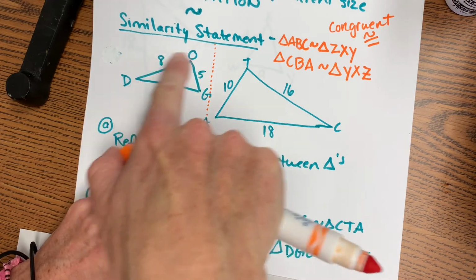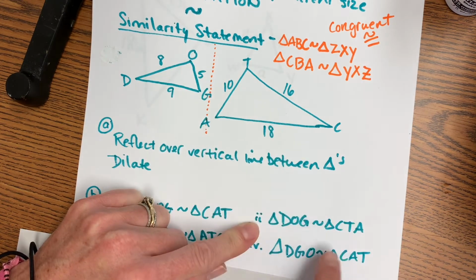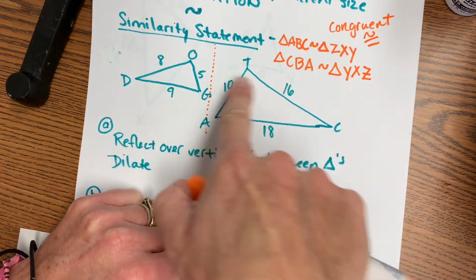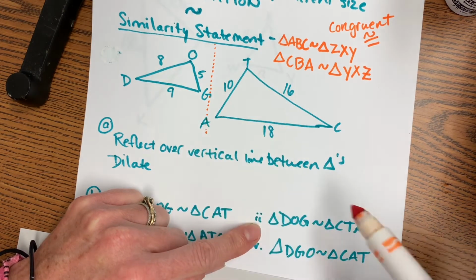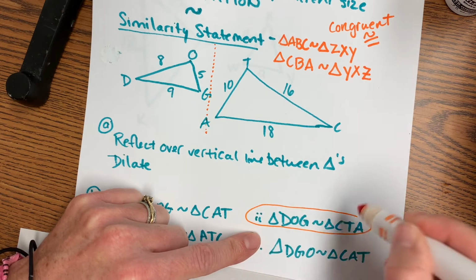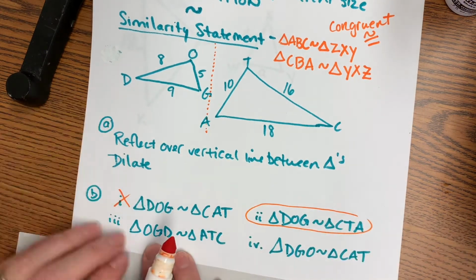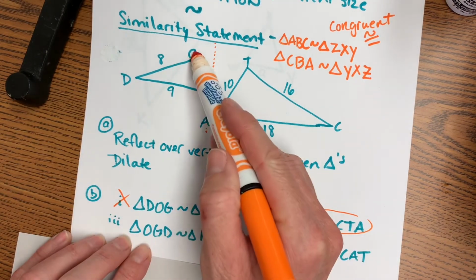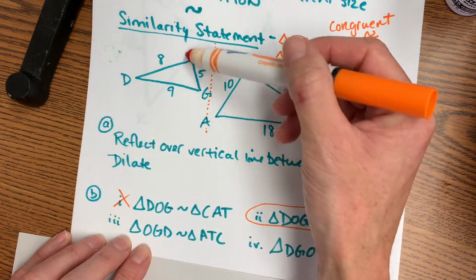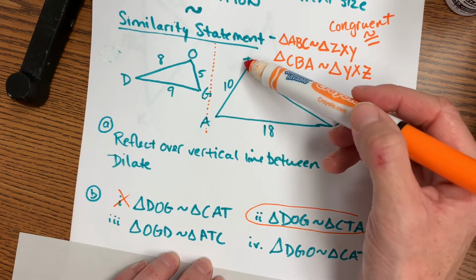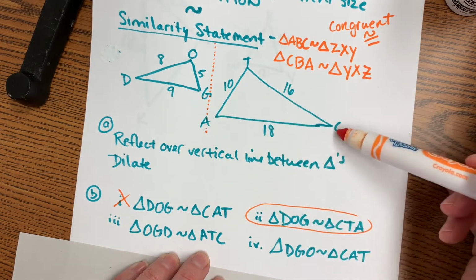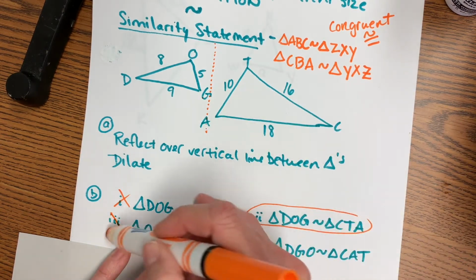D to O is the middle and O to G is the short. So I have to do middle to short, so I'm going to go C to T to A. C to T to A, this one works. And then number 3, OGD, that's short to long. So I have to go short to long, so that's T to A to C. T to A to C, nope, wrong.